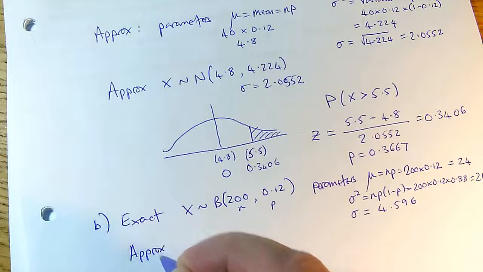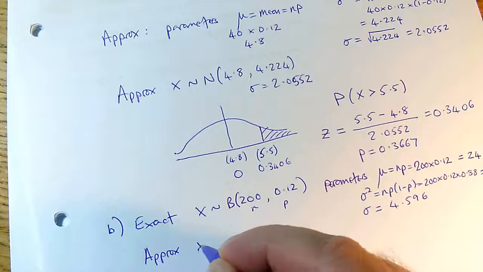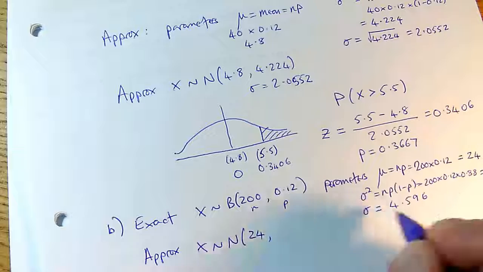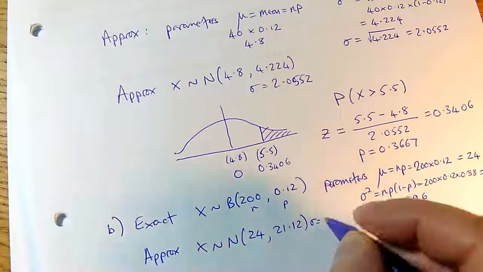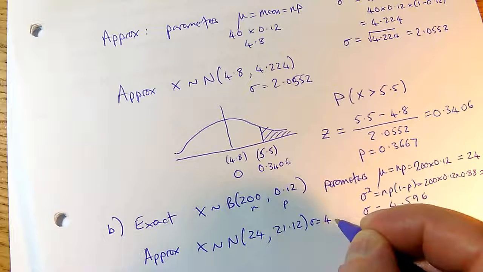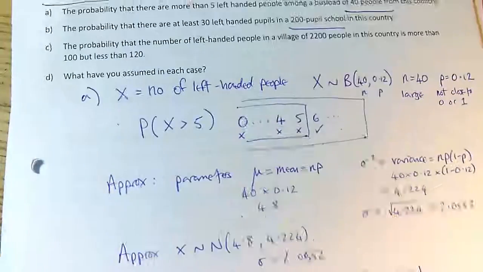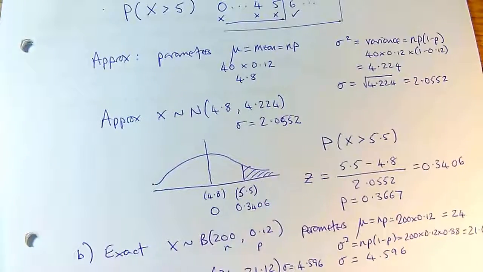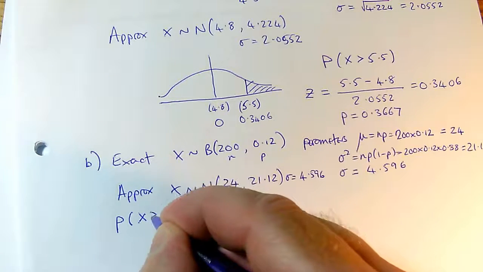Okay, so I've now got the parameters I need for my approximate distribution. So my approximate distribution is going to be a normal with mean 24 and variance 21.12. So its sigma is 4.596, which is the one I want. Okay, now I've got to change the probability. I want the probability of having at least 30 left-handers. So I want the probability that x is at least 30. At least is greater than or equal to.